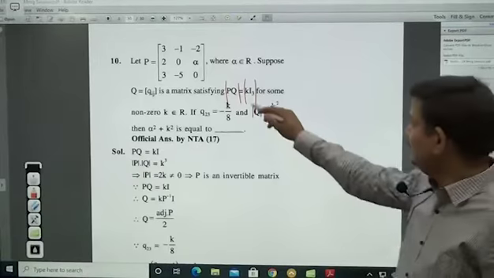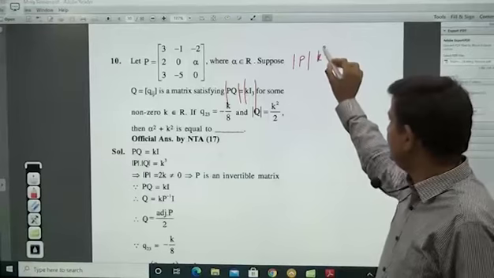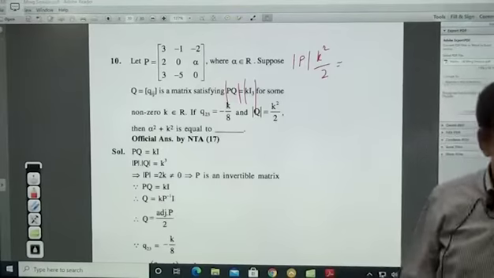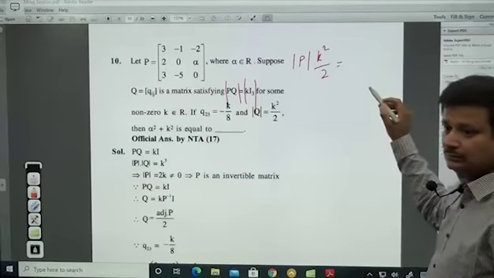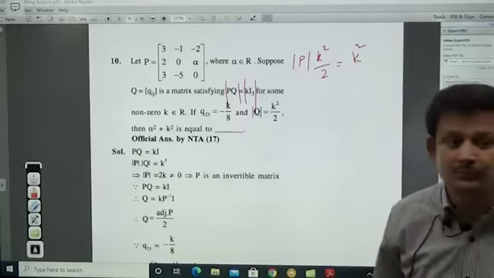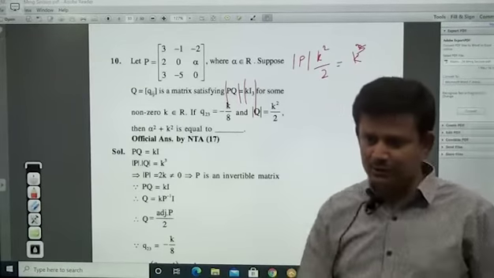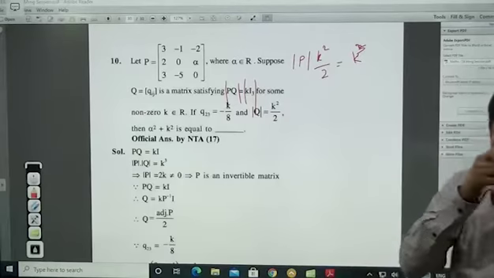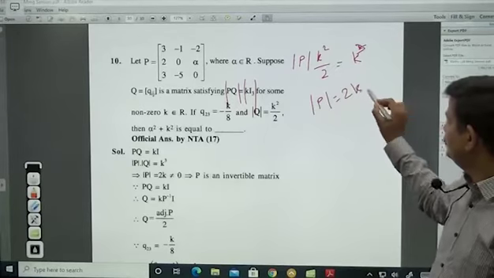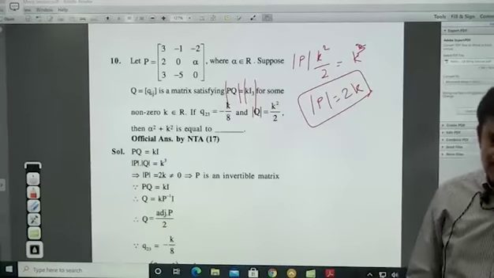What will this be? Det P into det Q, which is given to be k square by 2, is equal to det of k I3. What will it be? k square? Yes or no? k square or k cube? k cube. Each k you can bring it out. k cube, det I3 is 1. Okay, so det P is how much? 2k. That is one thing which you can write.